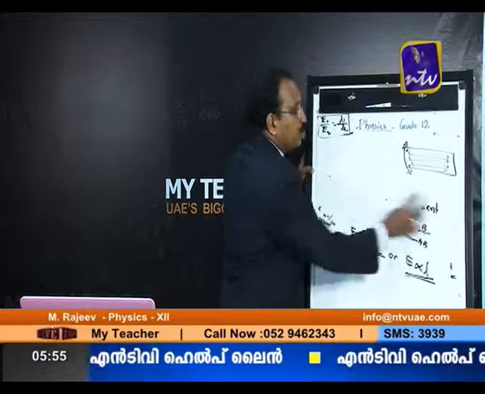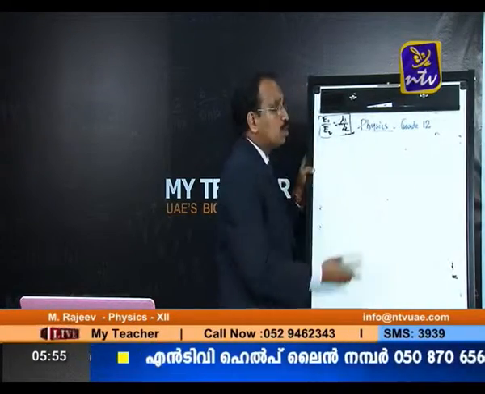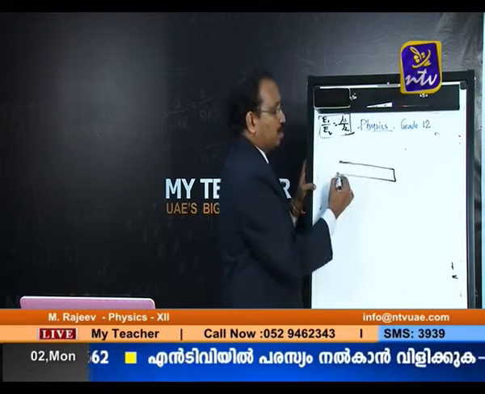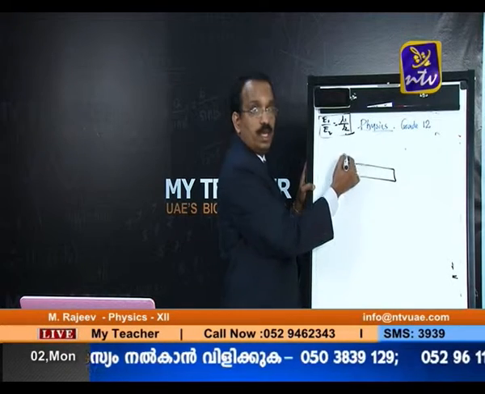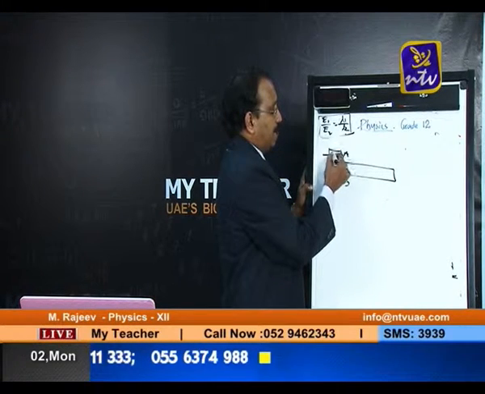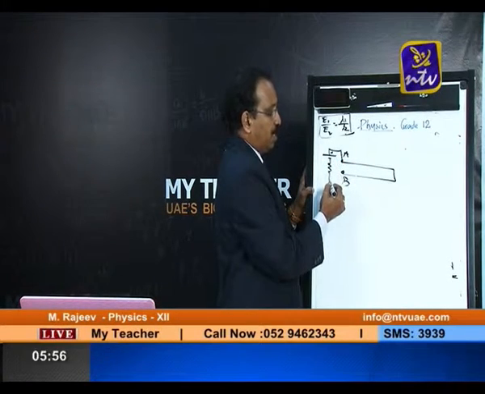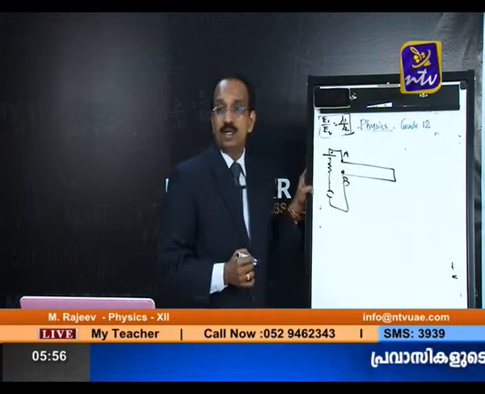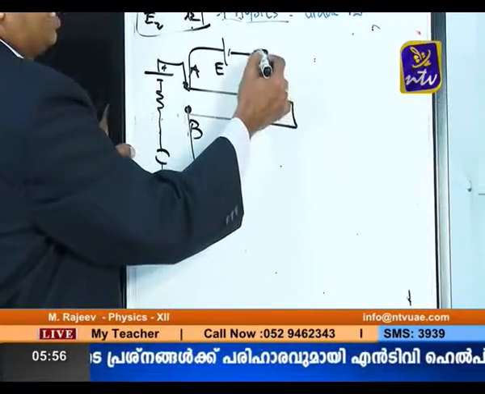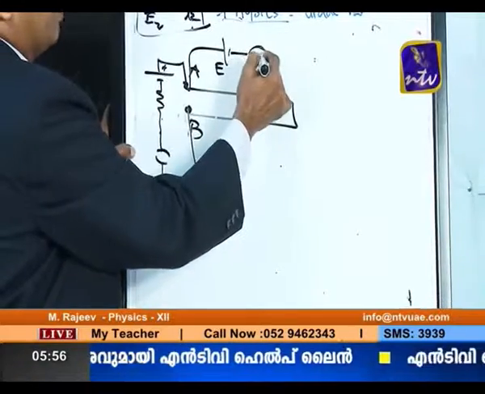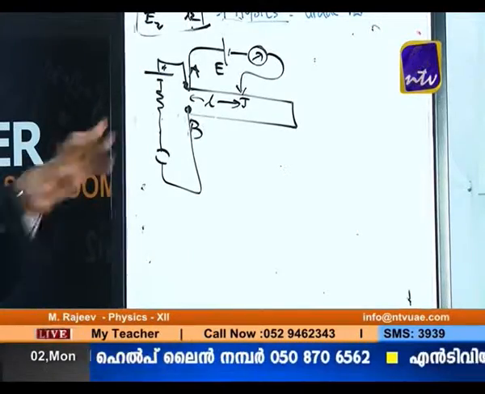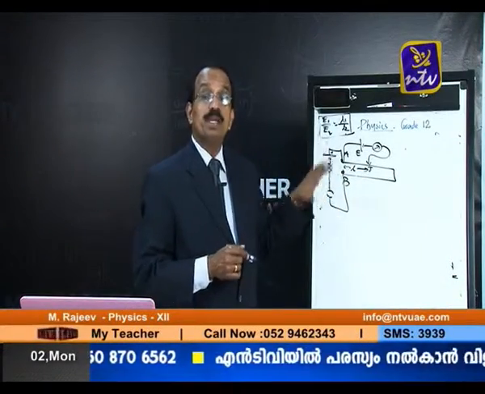In numerical problems the diagrams would be given, but in the experiment usually we draw the diagram this way: the wire like this, A, B, and then a cell, resistor, and key you may connect. This is the primary circuit. In the secondary circuit we will draw the cell of EMF E, the galvanometer and the jockey. This is the balancing length. This is how you draw the diagram for experimental purposes.